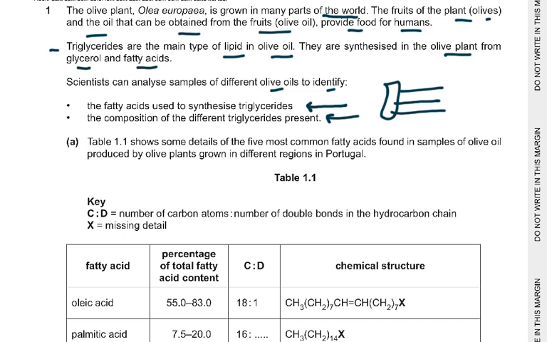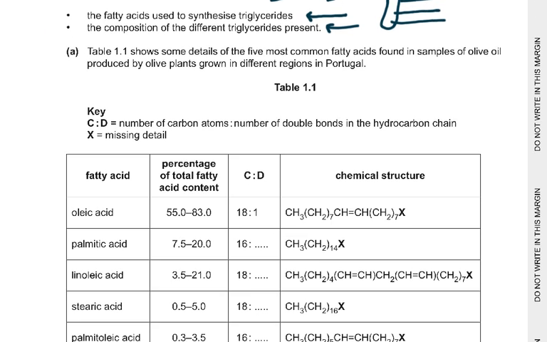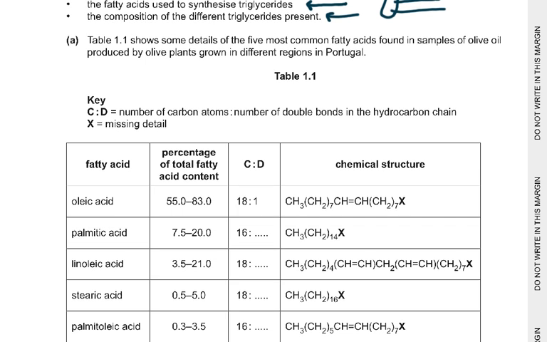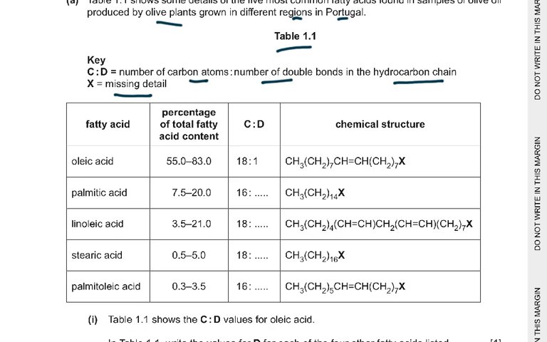Table 1.1 shows some details of the 5 most common fatty acids found in samples of olive oil produced by olive plants grown in different regions in Portugal. In Table 1.1, C:D is the ratio of the number of carbon atoms to the number of double bonds in the hydrocarbon chain, and X is the missing detail. Now you need to look at this very carefully. It's not an easy question.